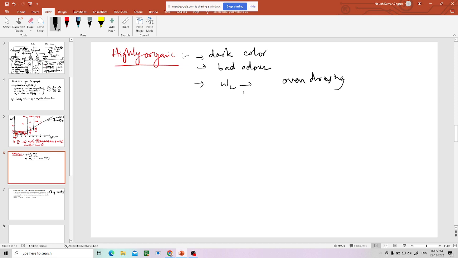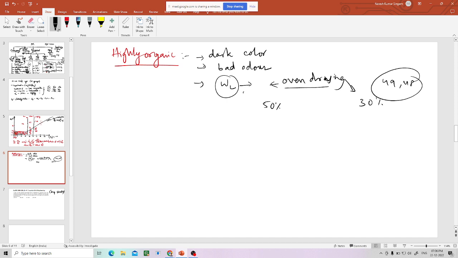See, this is before oven drying, and this is after oven drying. After doing that, what happens? After oven drying, some particles get oxidized. Because of that, WL will decrease drastically. So before oven drying, suppose it is 50%. After oven drying, it is maybe 30%. It is not around 49 or 48, so that we can say WL is intact.